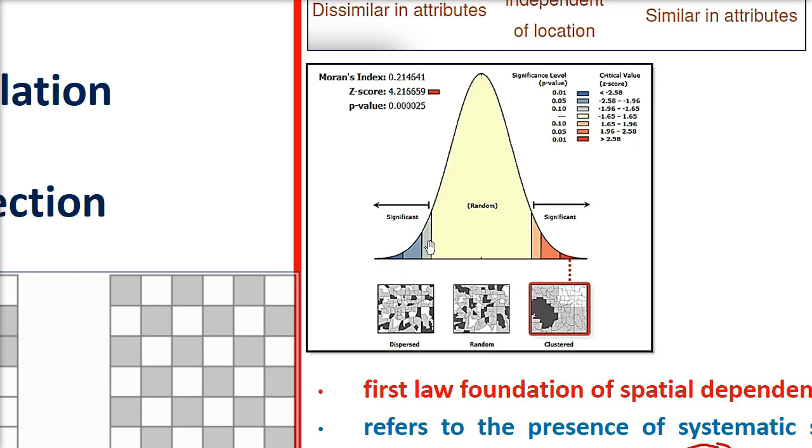On the left you see it is dispersed, so the autocorrelation will be lesser, and in between, if it is random, then it will be in between. The spatial autocorrelation will be normal, but higher when they are clustered.